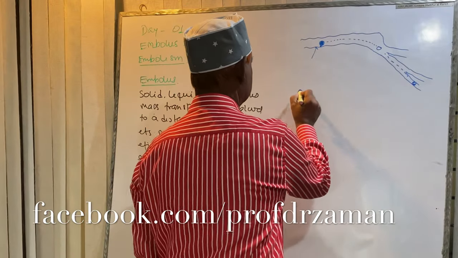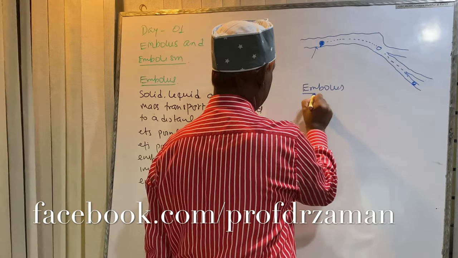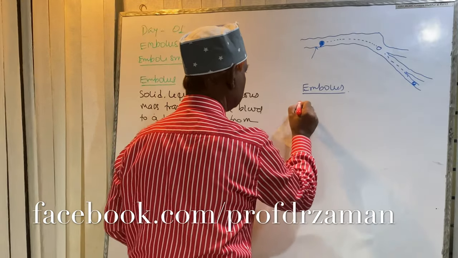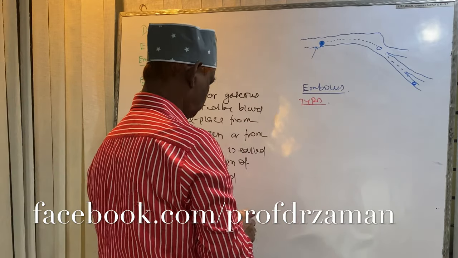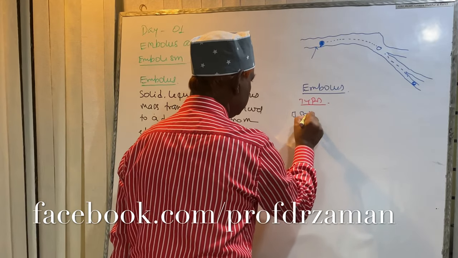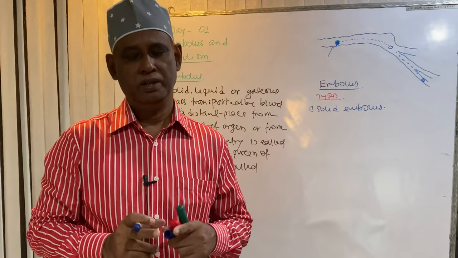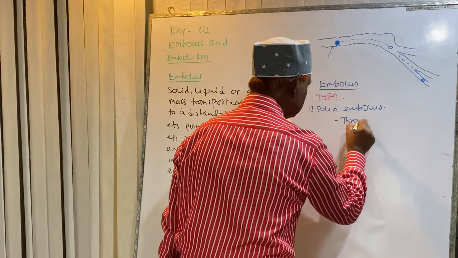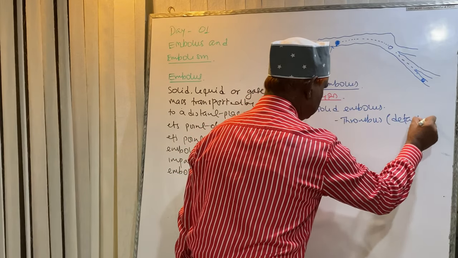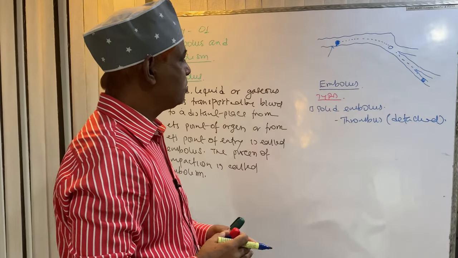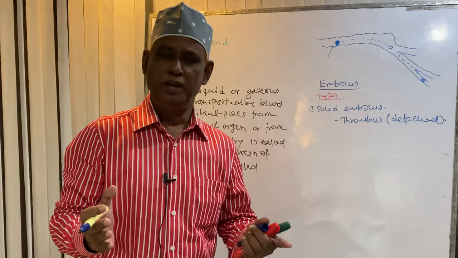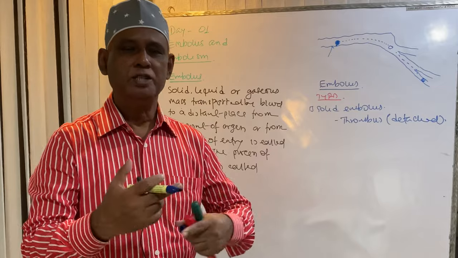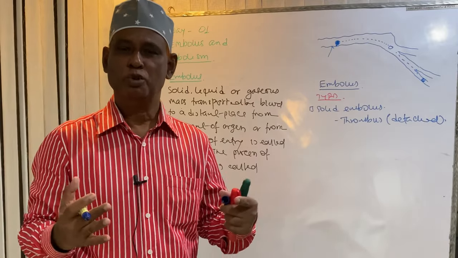Now come to embolus. The mass is called embolus. Now come to types of embolus. Solid embolus: the most common solid embolus is detached thrombus. We know if thrombus is formed in the blood vessels, there are two types of fate: fate of attached thrombus and fate of detached thrombus. If the thrombus is detached, then it is transported with blood as embolus, and it is called thromboembolus.